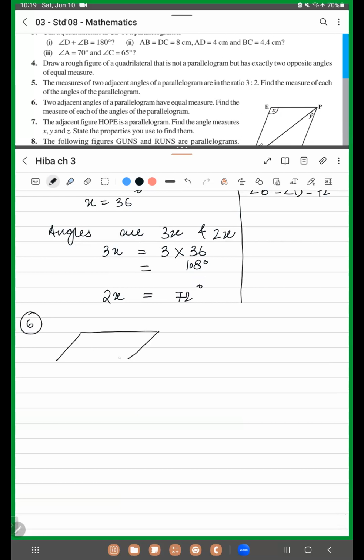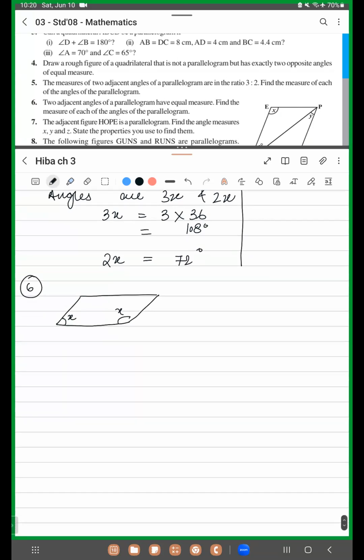Two adjacent angles are equal. Yeah, first we will draw a parallelogram, and then the two angles we will name as x, and then x and x. Very good. And then we will say x plus x is 180 degrees because adjacent angles are supplementary. Very good. And then I guess angle C and D will be opposite to A and B. So yeah, that will come secondary. Right now what we are supposed to do is find what is x. How do we do that?